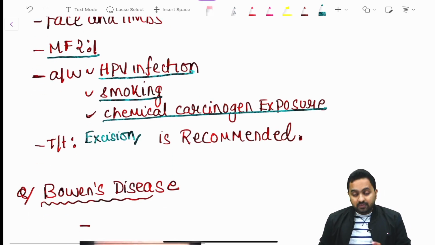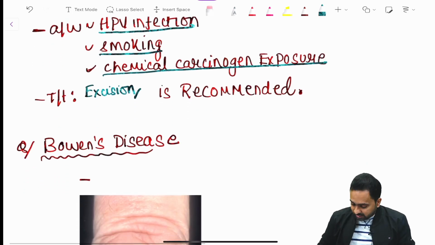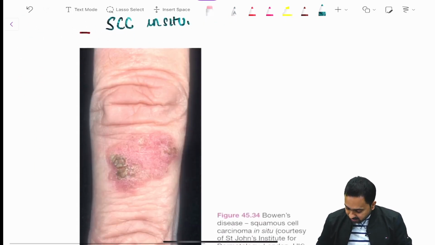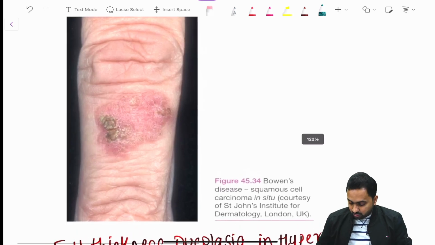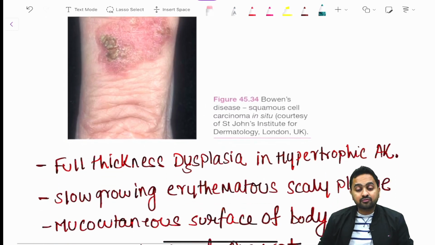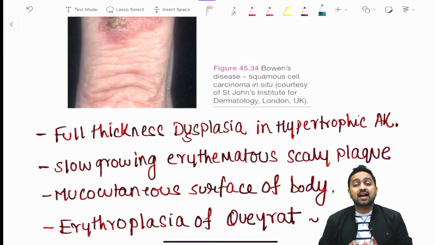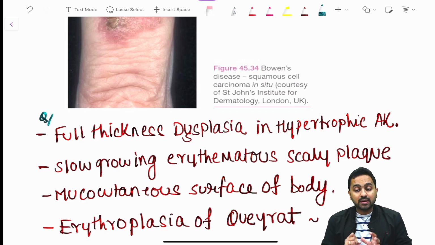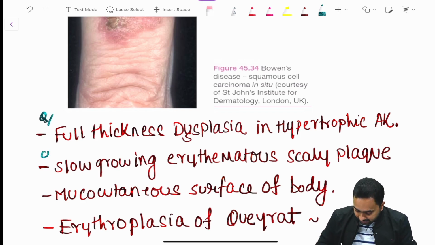Then we have Bowen's disease. So what is Bowen's disease? This is squamous cell carcinoma in situ, right. We have this image over here which is showing your Bowen's disease. These are full thickness dysplasia in a hypertrophic actinic keratosis. They are slow growing erythematous scaly plaques.